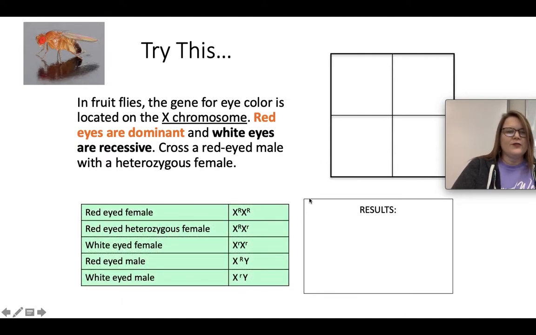Now I want you to try this one on your own. In fruit flies, the gene for eye color is located on the X chromosome. Red eyes are dominant, white eyes are recessive. Cross a red-eyed male with a heterozygous female. So red-eyed male means he has to be X capital R Y. And then we have a heterozygous female. Heterozygous female must be X capital R, X lowercase r. So you'll put those parents along the top and the side and cross those. Give me your genotypic and phenotypic results.